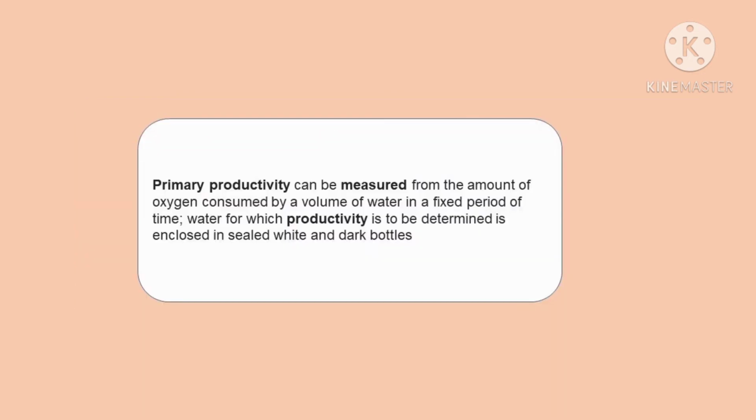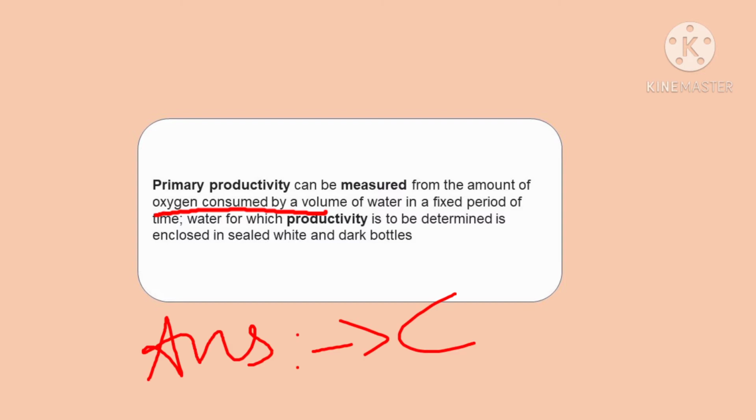Primary productivity is measured from the amount of oxygen released by a volume of water in a fixed period of time. So water for which productivity is to be determined is enclosed in sealed white and dark bottles. So from the above statement, we can conclude that option C is the correct answer. Oxygen released is used for measuring the primary productivity in ponds. Okay, let's move into the next question.